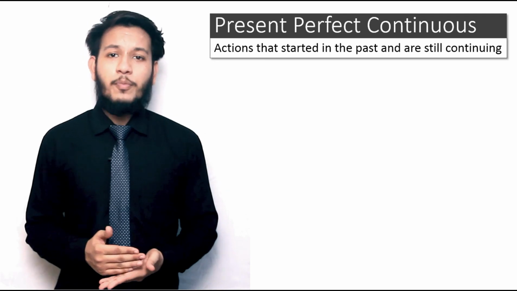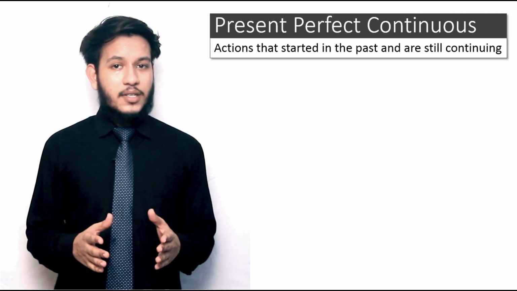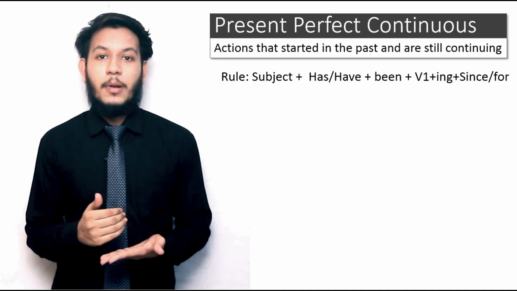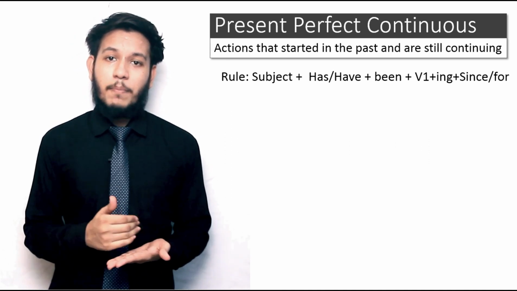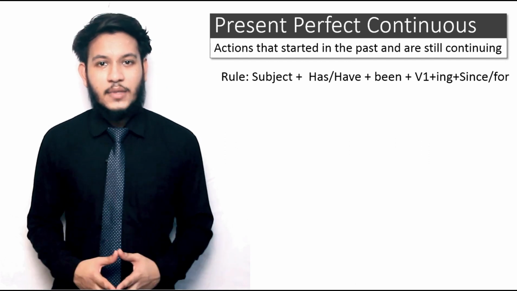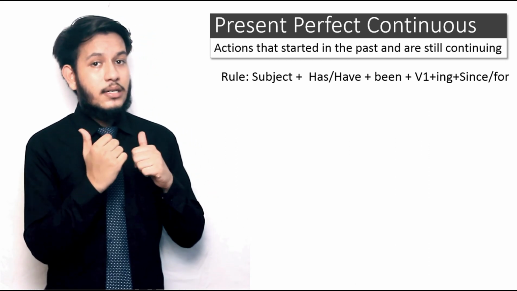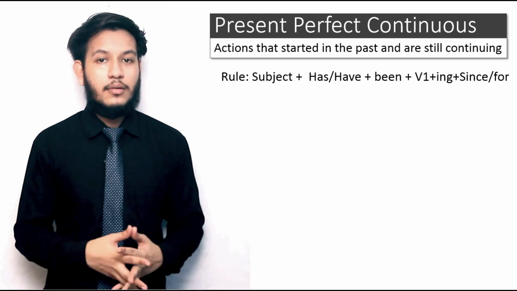Now let's move to present perfect continuous, and we make present perfect continuous with a subject plus has or have plus been plus first form of the verb plus ing plus since or for. We basically use this tense for the actions that started in the past and are still continuing.